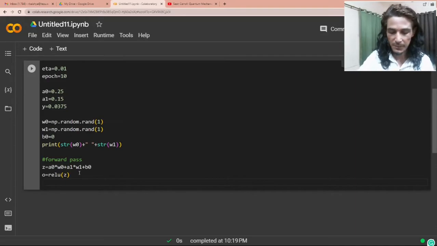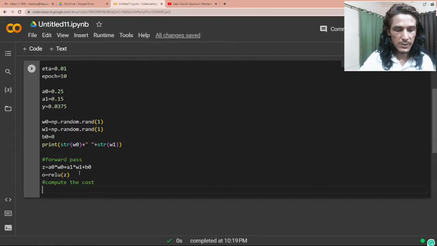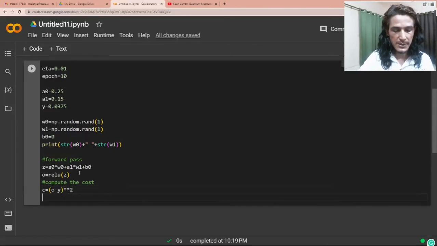Now it's time to compute the cost. So what is the cost? The cost is equal to O minus y, whole squared. So O minus y to the power 2. That's our cost, right? Okay, done. Now it is time to do backprop.